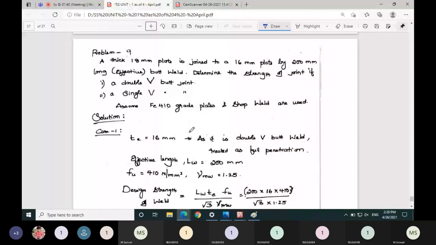So this is a problem purely on butt weld. Okay, so by solving this problem, I hope that people get used to using this butt weld equation. A thick plate, 18 mm plate, is joined to a 16 mm plate by 200 mm long effective butt weld.